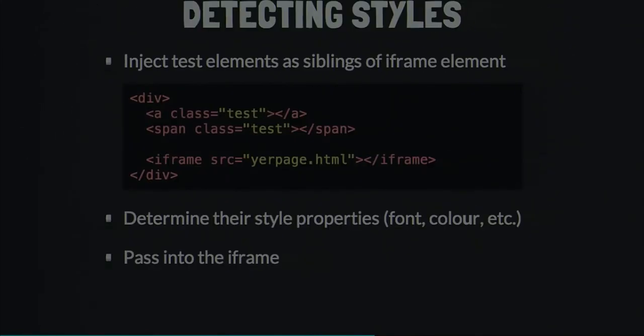So to go through that really quick, let's suppose that I had an iframe here, on the parent document. I'm going to inject some test elements as siblings of the iframe, and I'm going to assume that whatever CSS I expected to apply to this iframe is also going to apply to those test elements. That's not going to be 100% true, but it's probably 99% true, and it's usually good enough.